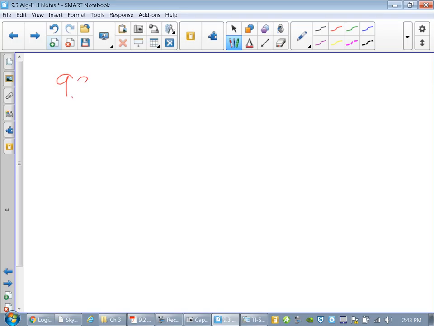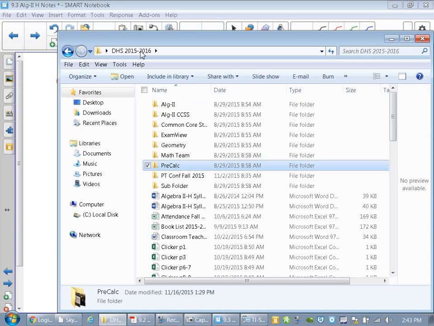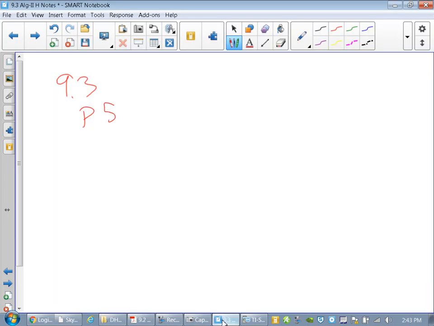So this is 9.3, it's page something. Where's your one? Sorry, I forgot to write it down. 550. I want you to do 11 through 19. All you're doing there is labeling all the important stuff. No graphing.